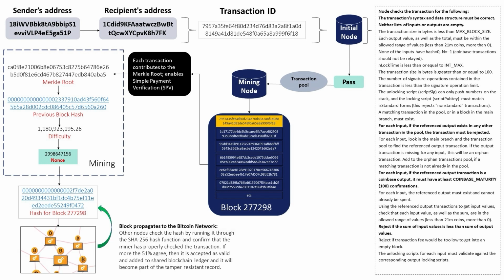In the verification process, other nodes in the network recompute the hash using the SHA-256 hash function to ensure the miner has accurately processed the transaction. If more than 51% of these nodes reach a consensus, the block is deemed valid and added to the shared blockchain ledger, thereby becoming part of the tamper-resistant record.